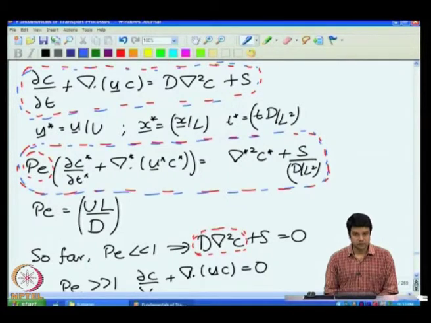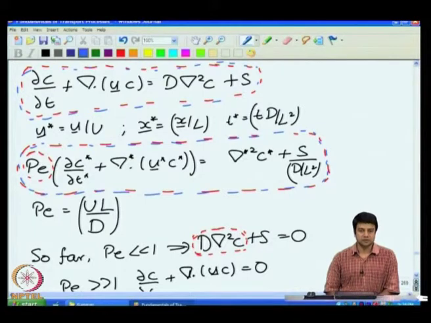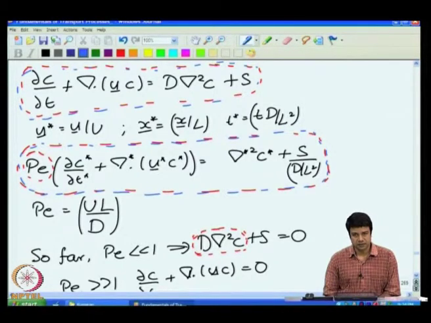In the limit of small Peclet number, the transport is diffusion dominated, and we looked at various ways of solving basically the Laplace equation D del square c is equal to 0, or D del square c plus a distributed source is equal to 0. We looked at various strategies for solving this, including separation of variables as well as the temperature or concentration fields due to point sources and dipoles and so on. And we are on the topic of high Peclet number now.